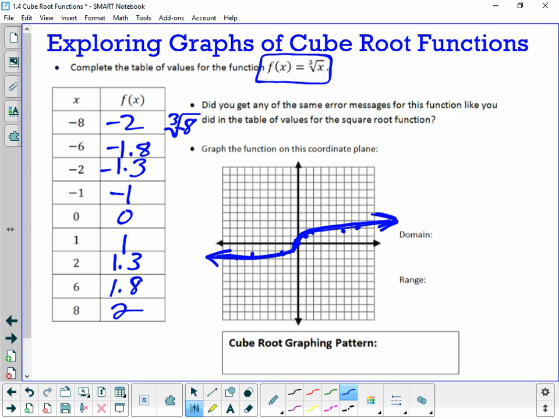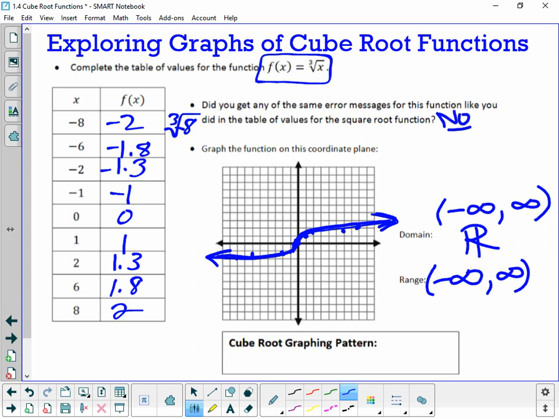Let's see, there's a couple questions on here. Did you get any of the same error messages as we did when we were working with square roots? And we did not this time. The domain of this function, remember if we're writing it in interval notation, for example, we would think about from the farthest left to the right, or if you prefer, you can write it as all real numbers. The range is also infinite.